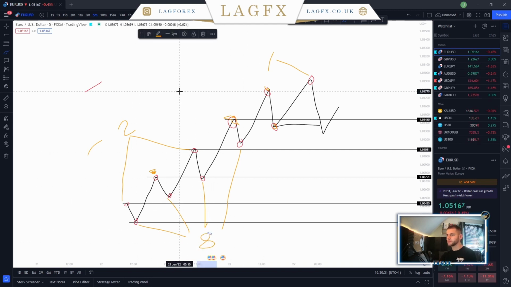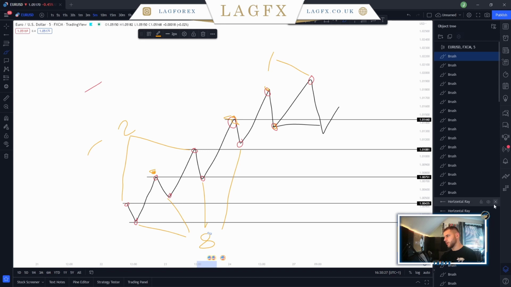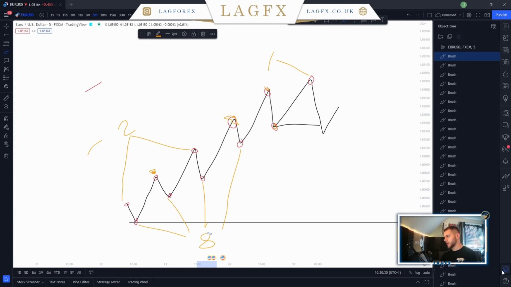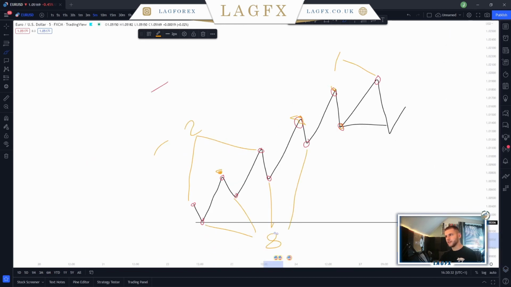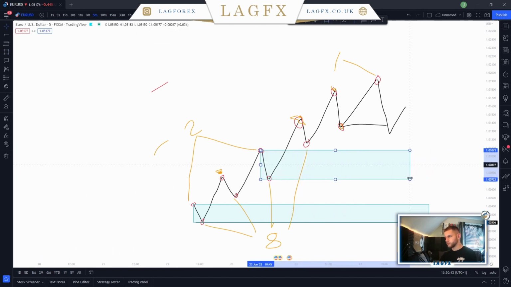Now what's going to happen is we've come up, of course, these are the ones that have been mitigated. Let's just get rid of those horizontal rays now that we actually know which ones have been mitigated and which haven't. Now, looking into this, we would identify the two sell regions that price hasn't actually mitigated, which would be the two of those zones right there.